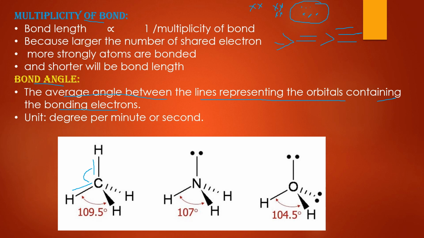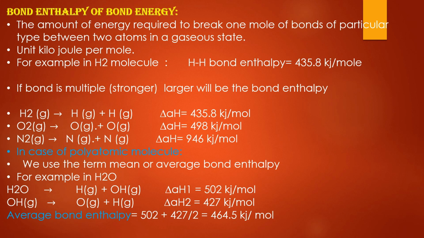The unit of the bond angle is degree, minute or second. Now in ammonia, NH3, the bond angle is 107 degree, and in H2O it is 104.5 degree. Now the next bond parameter is bond enthalpy or bond energy. The amount of energy required to break 1 mole of bonds of a particular type into atoms in a gaseous state is called bond enthalpy or bond energy.